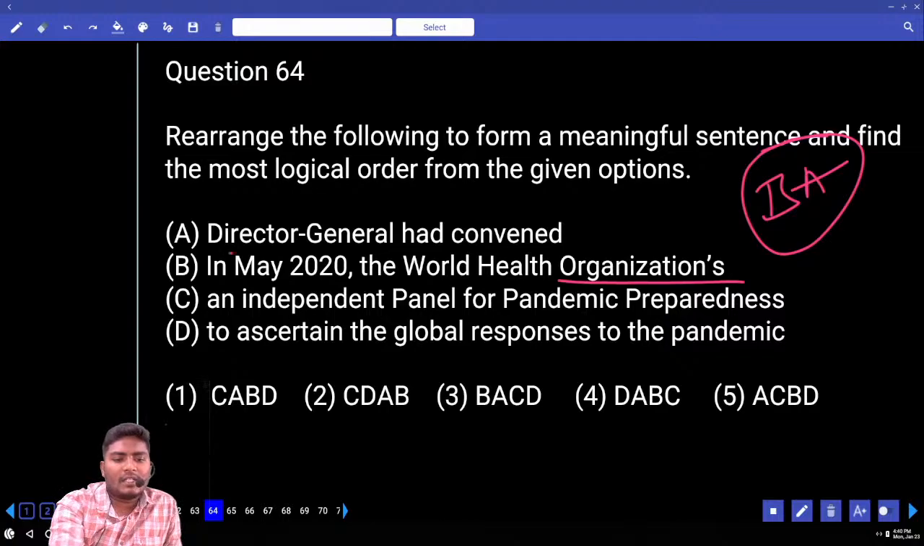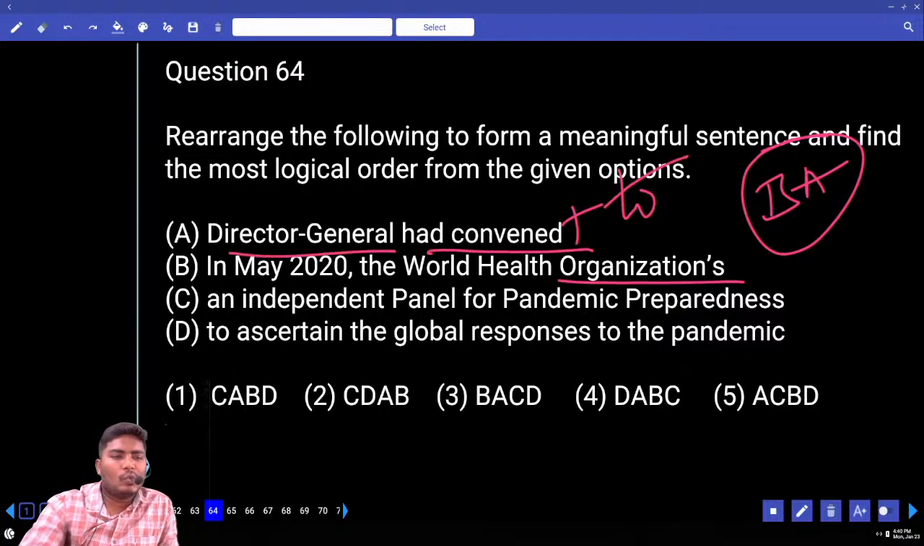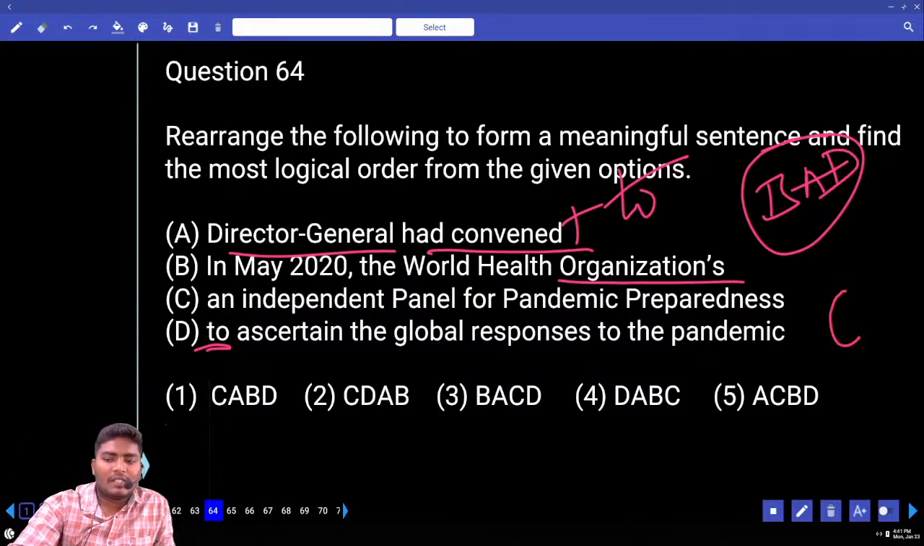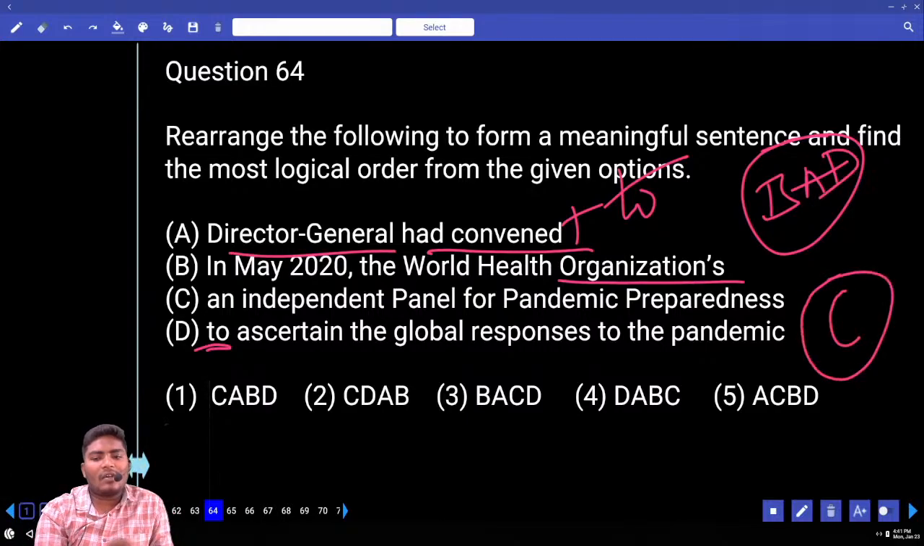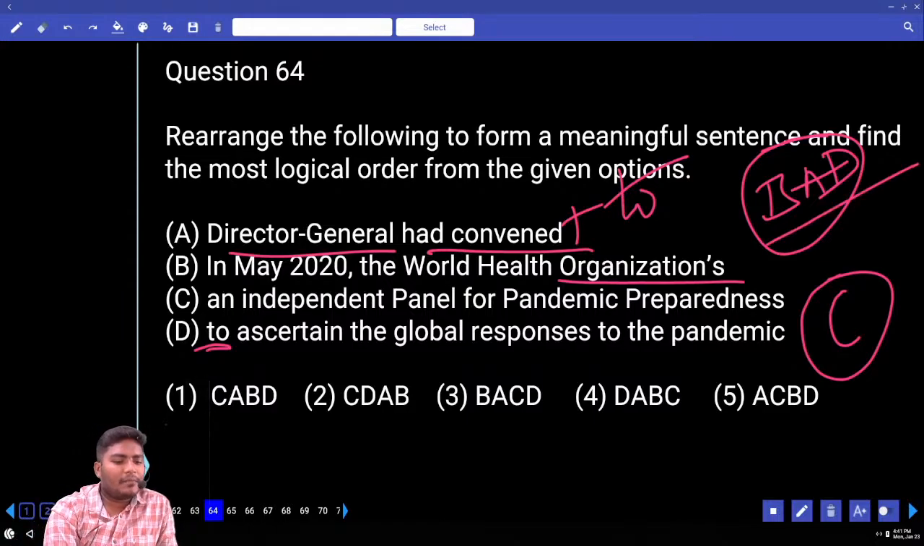Now tell me, Director General had convened. Convened is followed by 2. So where is the 2 option? Tell me. Used with a D. So it must be BAD. What else is remaining? C is remaining. Now C is the ending or C is the continuation? Can you find this BAD?